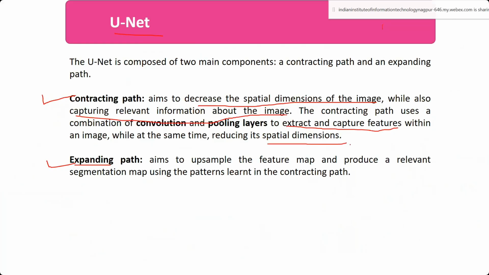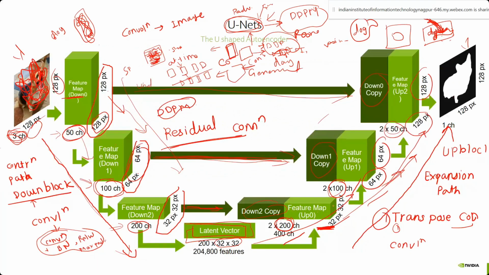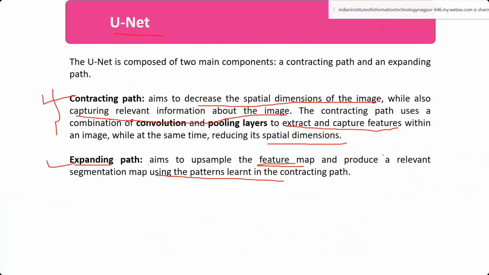So what about the expanding path? It aims to upsample the feature map and produce a relevant segmentation map using the patterns learned in the contracting path. So it upsamples the feature map. Upsampling the feature map means it increases the dimensions. This is downsampling, this is upsampling. So upsampling means you are increasing the dimensions, upsampling the feature map. And here you are producing the segmentation map using the patterns in the contracting path.